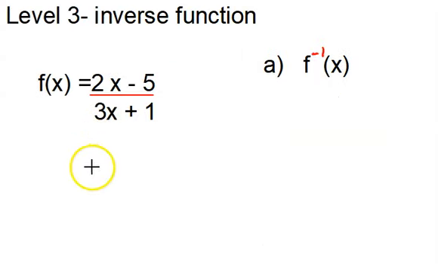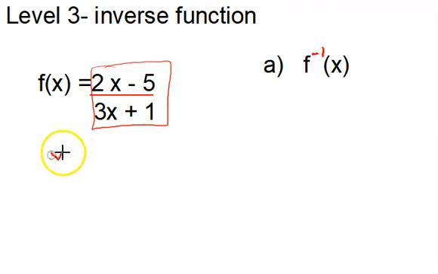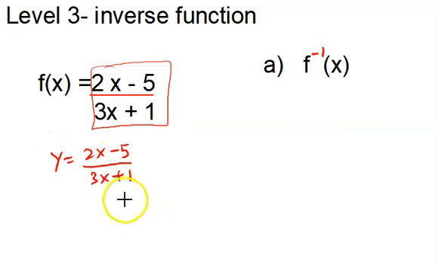Okay, now let us go to a bit harder version of inversing a function. Same thing, make the whole thing equal to y. 3x plus 1. Now we make the x the subject. So the whole thing we multiply it here. So we got 3xy plus y.